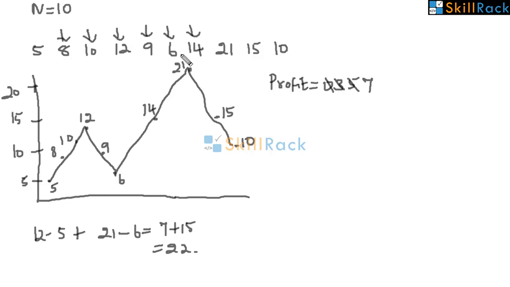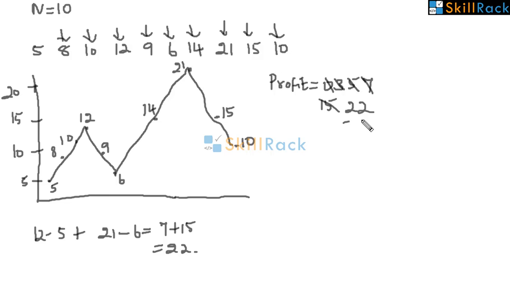14. Is it greater? Yes. What is the difference? 8. So add 8 to this. It becomes 15. Now 21. Is it greater than the previous? Yes. What is the difference? 7. Add. 22. Next 15. Is it greater than the previous? No. Move on. 10. Is it greater than the previous? No. Move on. That's it. We have reached the end of the array.